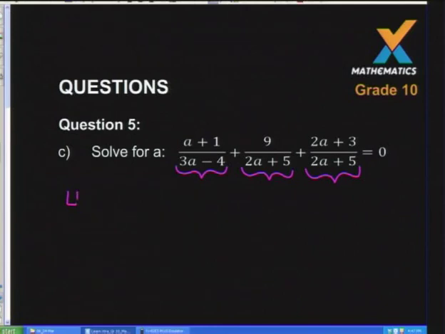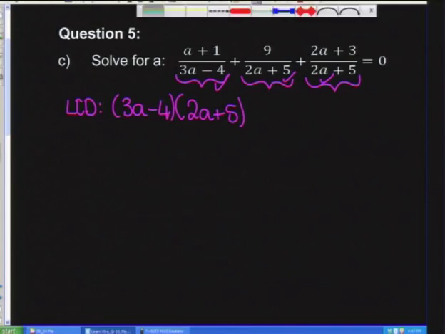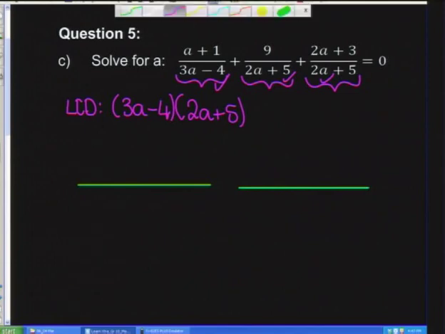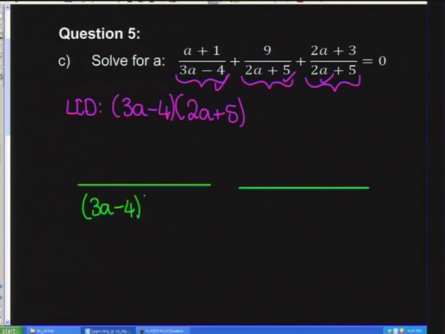So what is my LCD going to be? I'm going to have to include the bracket of 3a minus 4, so we're going to include that bracket over there. And I'm going to have to include the bracket of 2a plus 5, but that then covers both of those denominators, so we don't have to write it twice. Okay, so we are going to put everything over the LCD, and we're going to have to do it on the left-hand side and on the right-hand side of my equation. So we've got our 3a minus 4, and I've got my 2a plus 5, and same thing on this side, 3a minus 4 and 2a plus 5.